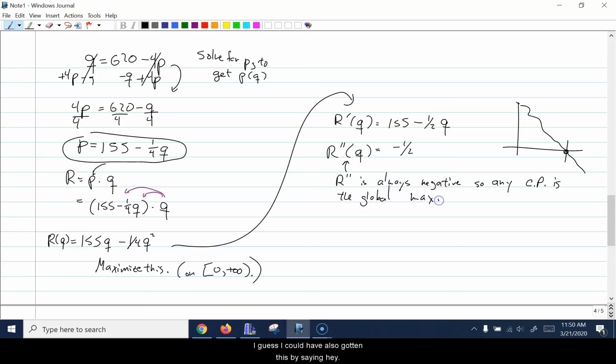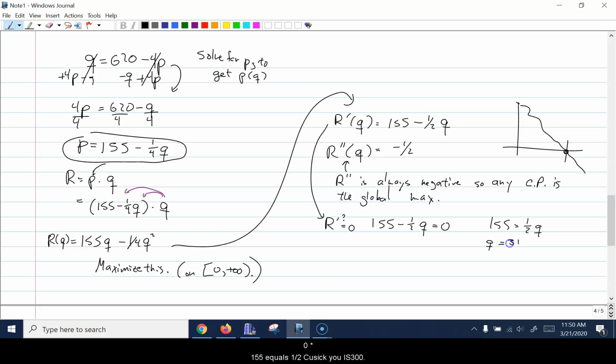I guess I could have also gotten this by saying, hey, this formula is a parabola that opens downwards, so it has a global max. That's another way to just instantly know there is a global max. How do I find my critical point? I said R prime equals 0. So 155 minus 1/2 q equals 0. So 155 equals 1/2 q, so q is 310. That's the q value that maximizes revenue.